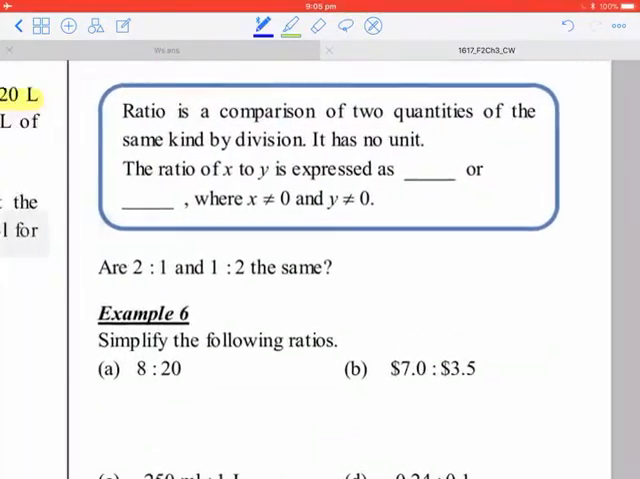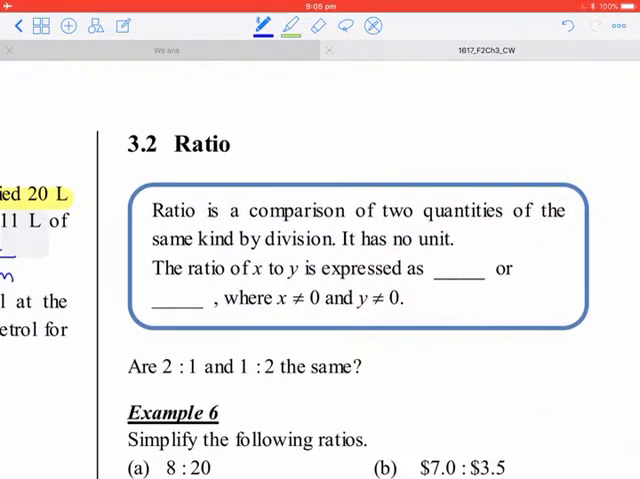Okay, this is about ratio. That will be the second video. The ratio of x to y is expressed as x over y or x to y. So you can read it like that, and that is the key point. It has no unit. It is the same kind, by division.